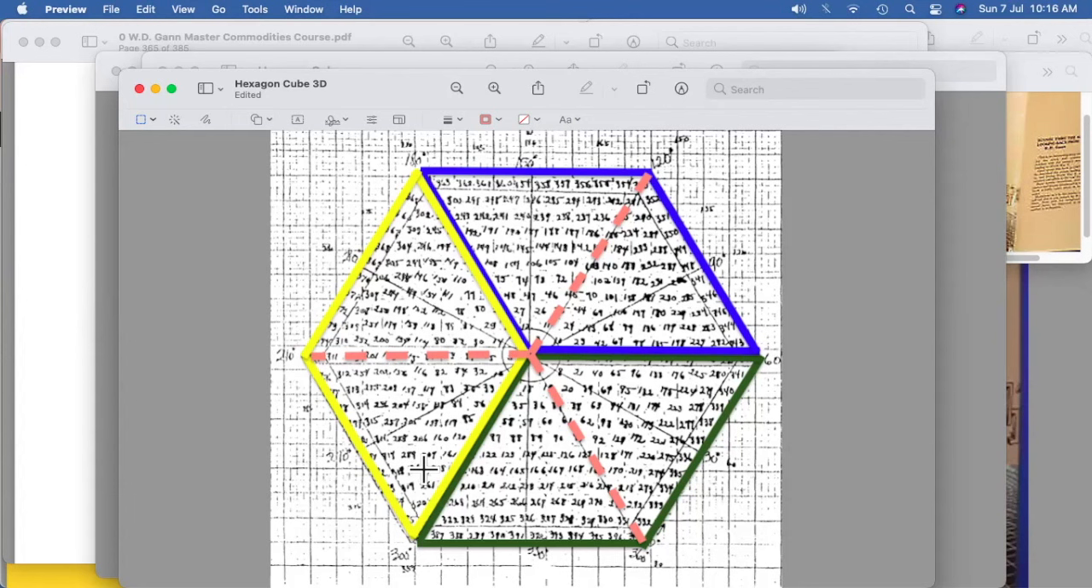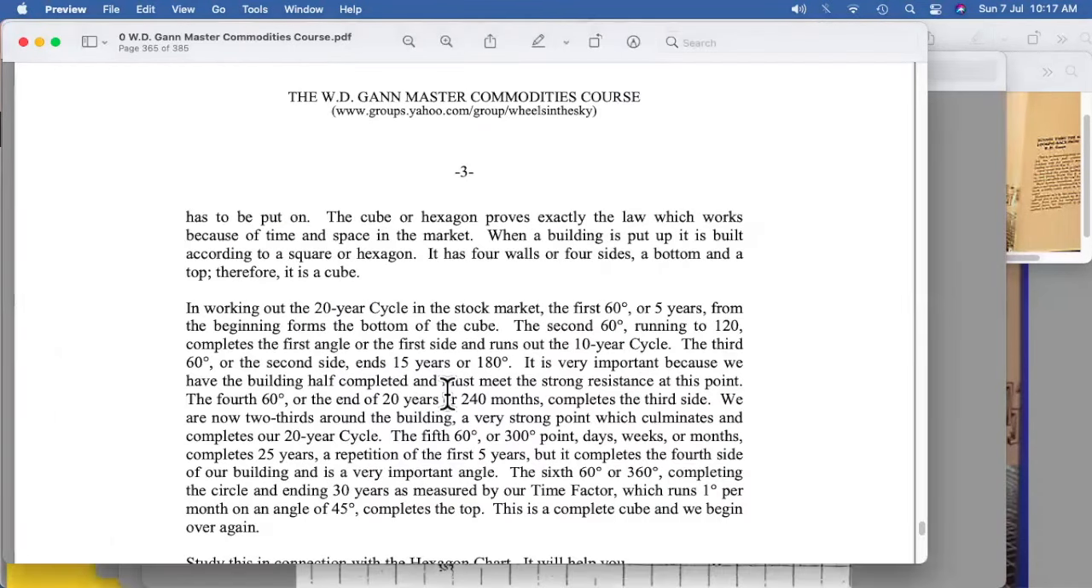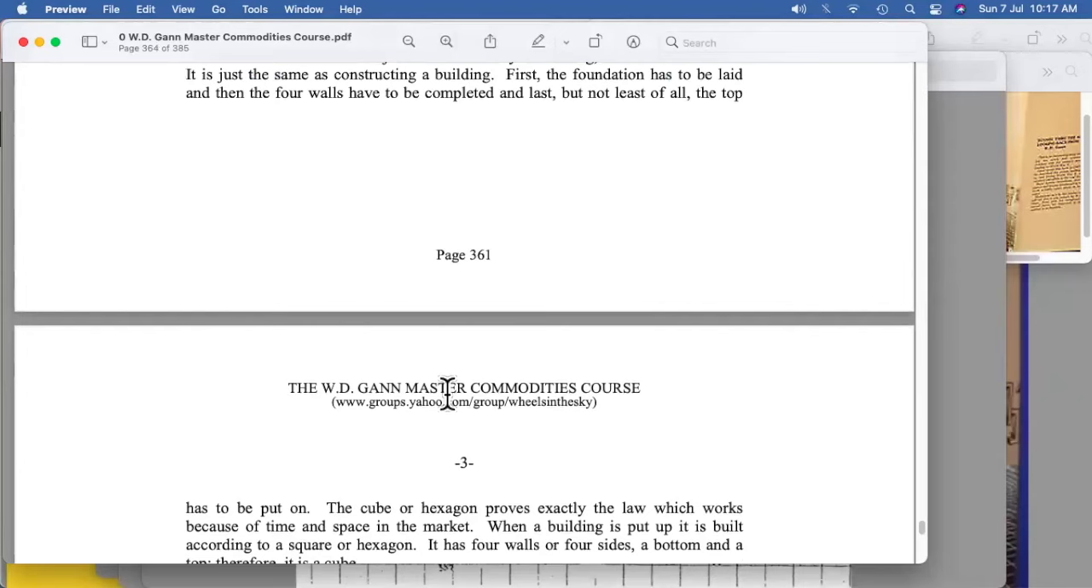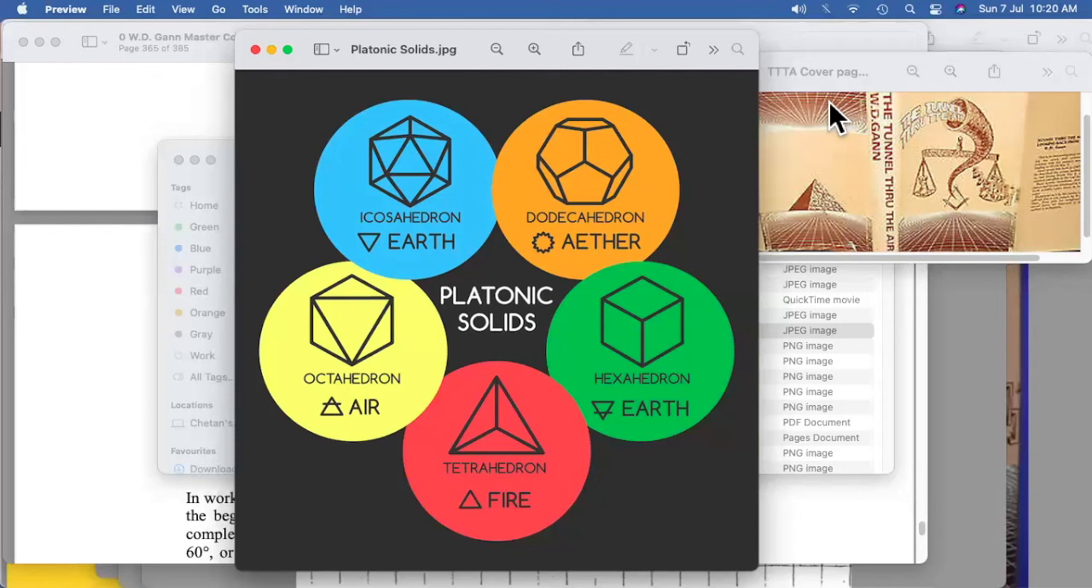But if you look at the three-dimensional figure, with the dotted lines shown on the back side, maybe things would be much easier for you to understand. This is where he's talked about the hexagon and the cube together. And he has very clearly mentioned over here, the cube or hexagon proves exactly the law which works because of time and space in the markets. This is where we'll be finding the cube, and we'll discuss more about the cube in the platonic solids.